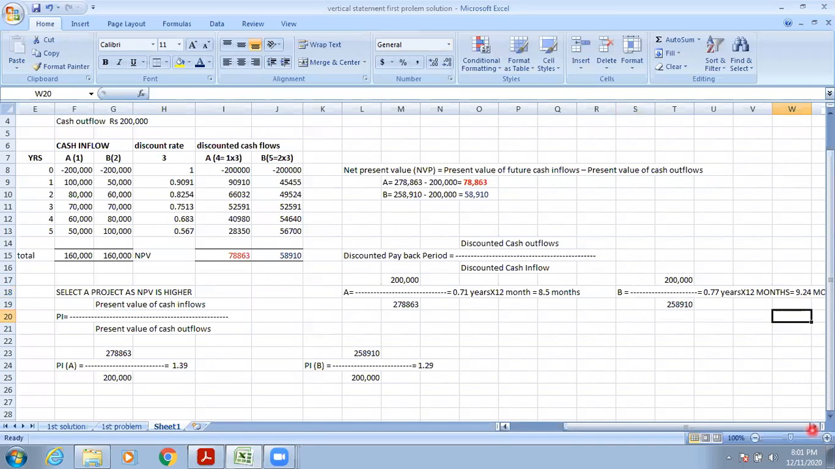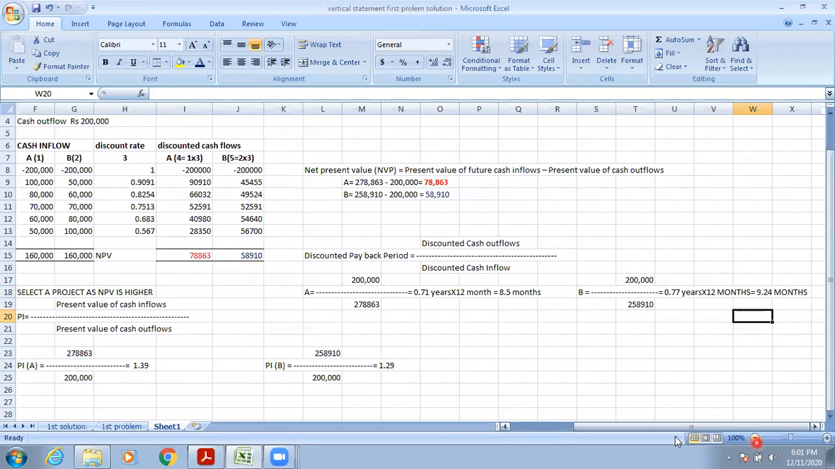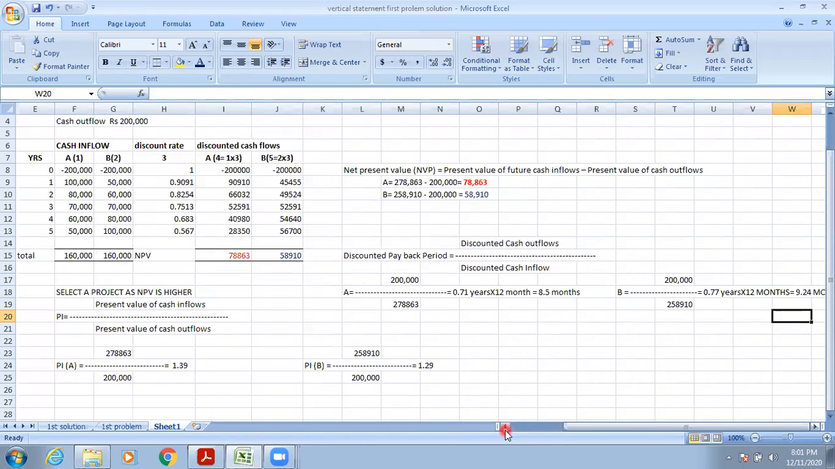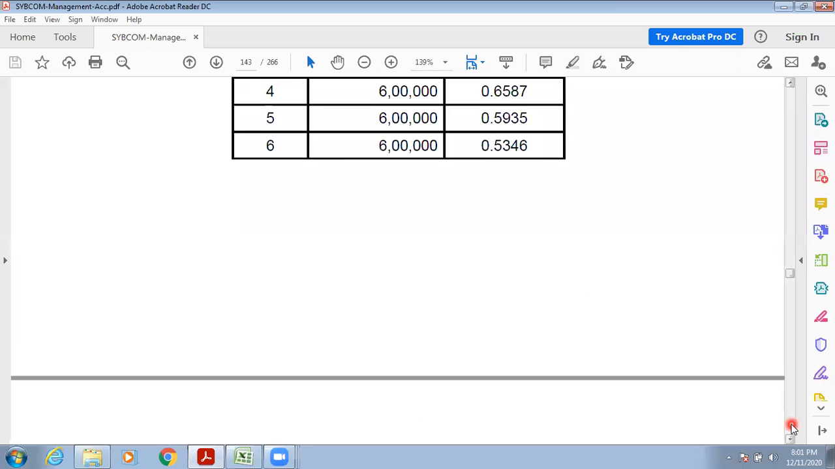Okay. So now you will come to know how to calculate net present value, then the discounted payback period, then the PI index. So all things you will come to know here, right? Any doubt in this? So here we completed our whole formula.